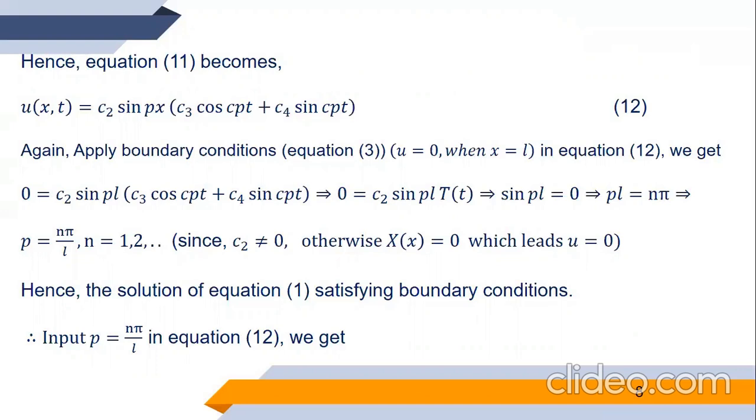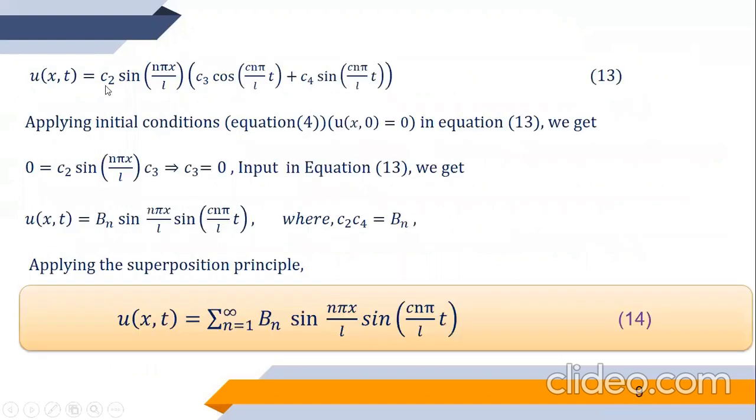Hence, we can say the solution of equation 1 satisfies the boundary condition, which is given as u(x,t) = c2 sin(nπx/L) [c3 cos(cnπt/L) + c4 sin(cnπt/L)], equation number 13, which is again similar to the previous lecture. Now we are applying the initial condition.